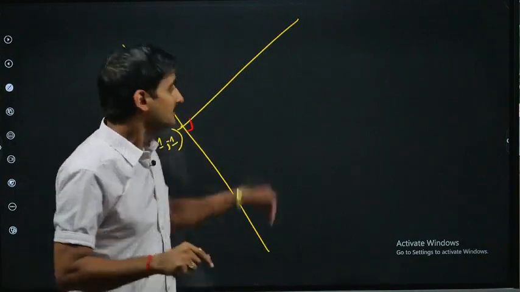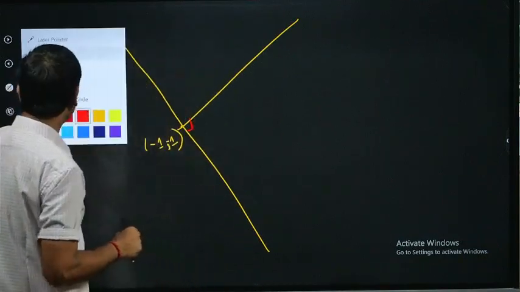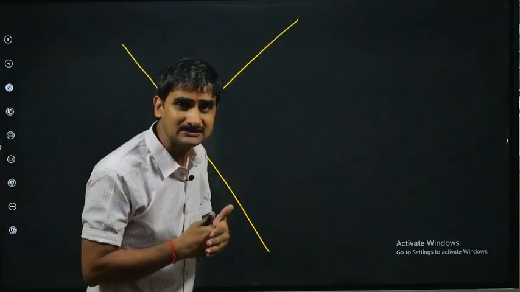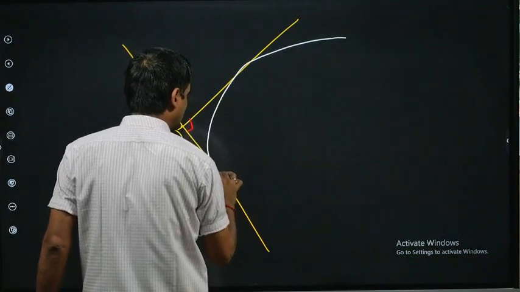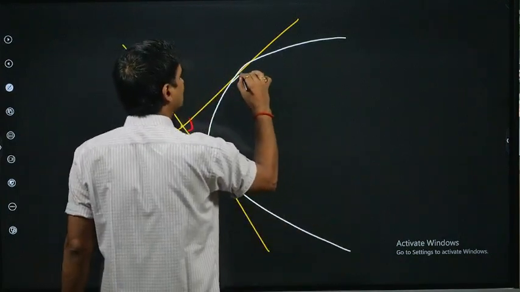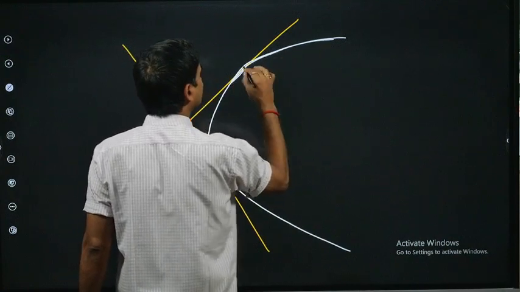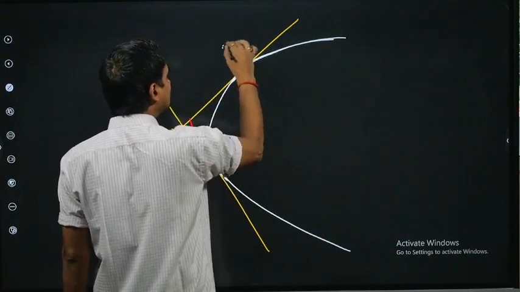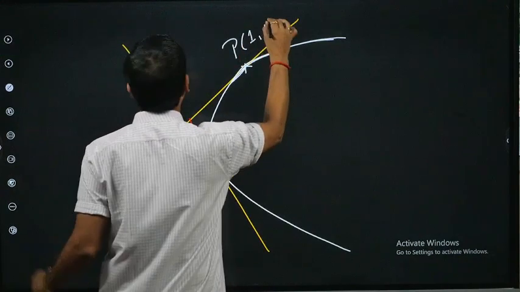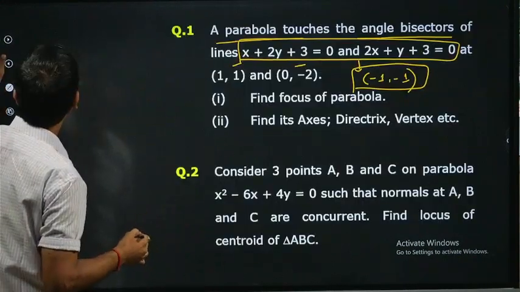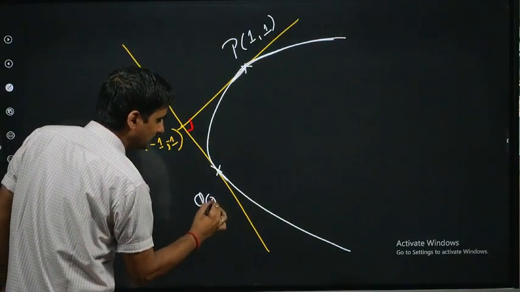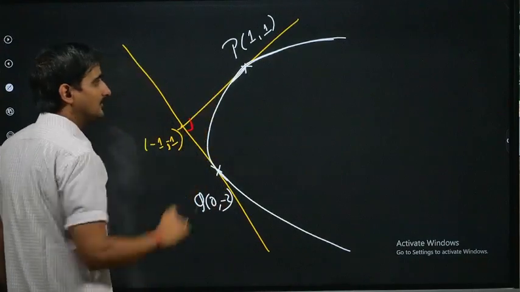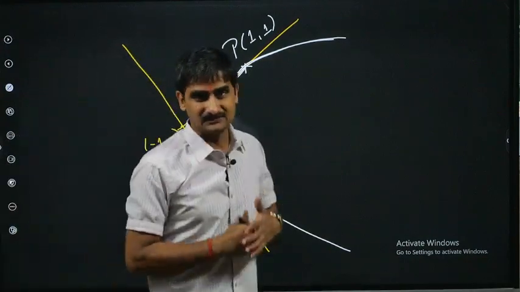And since these angle bisectors touch a parabola, if I draw this parabola, let's say at one point here, bachcho, this is, let's say, P, I think it's (1, 1), isn't that? And the other point is (0, -2). So this is Q, (0, -2). So aren't the tangents perpendicular?